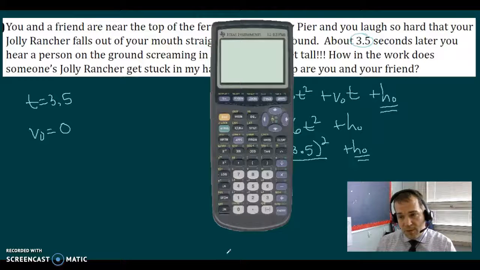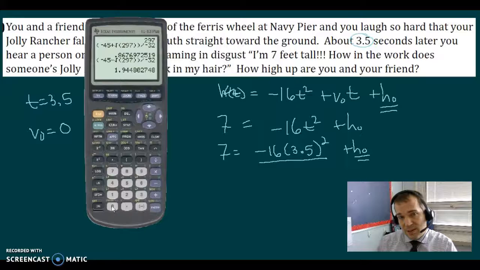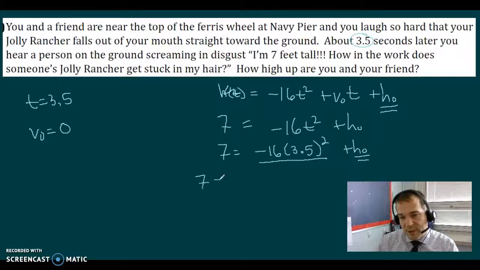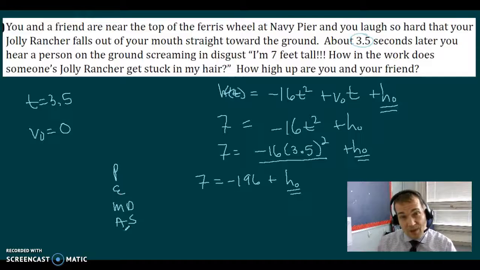So getting out the old calculator, I will figure out what negative 16 times 3.5 squared is. Looks like it's negative 196. So 7 equals negative 196 plus whatever my initial height was. And to get this thing by itself, if it's not totally obvious, anytime you're solving an equation where you have just the one unknown, you're going to do PEMDAS in reverse. So you're going to look at this and say, is there anything to add or subtract? And of course, I can see this is here. I'm going to add this 196 to both sides.